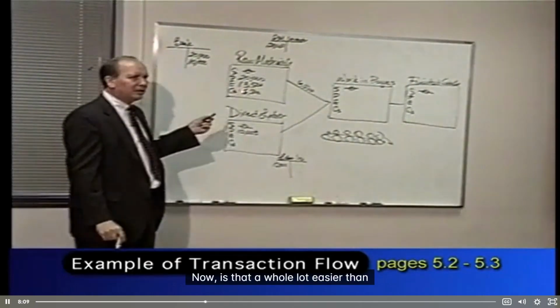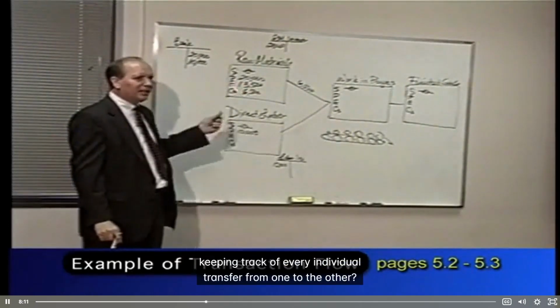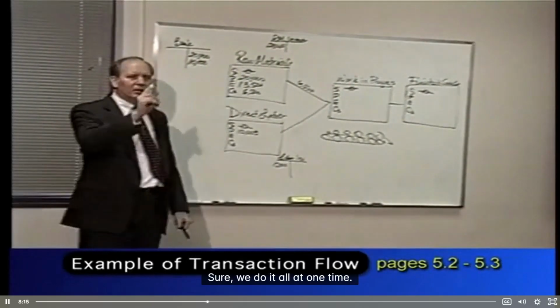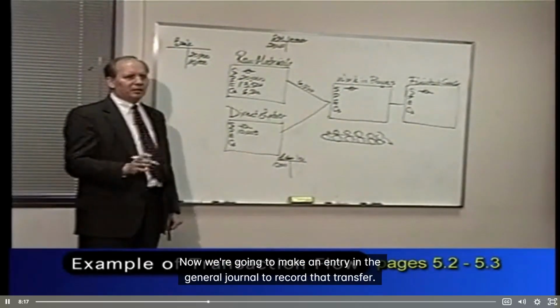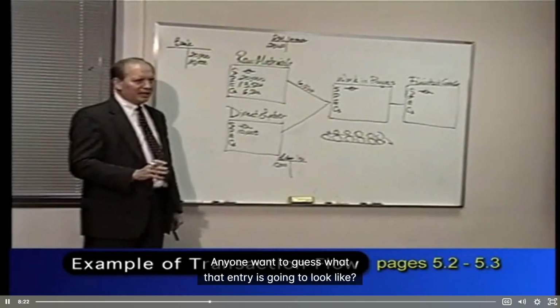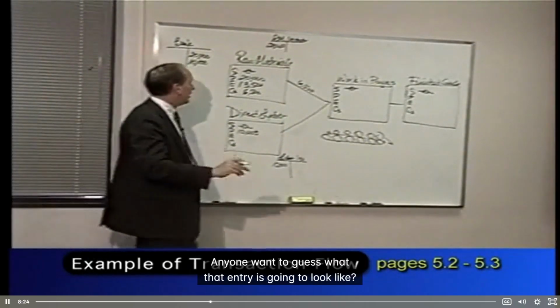Now, is that a whole lot easier than keeping track of every individual transfer from one to the other? Sure, we do it all at one time. Now, we're going to make an entry in the general journal to record that transfer. Anyone want to guess what that entry is going to look like?